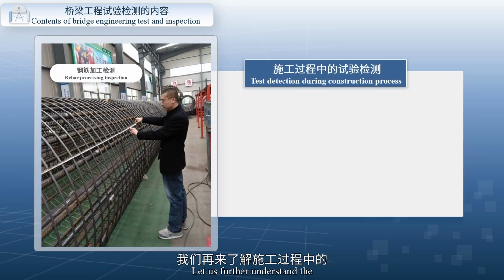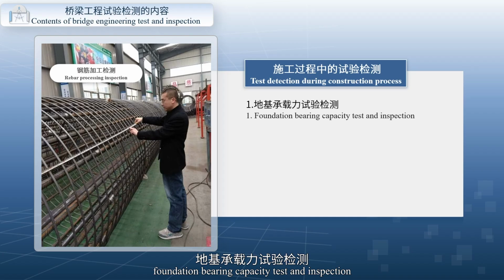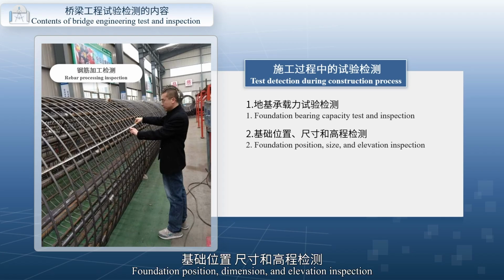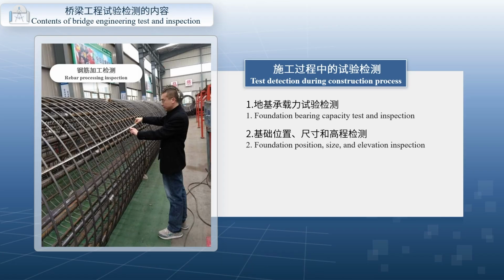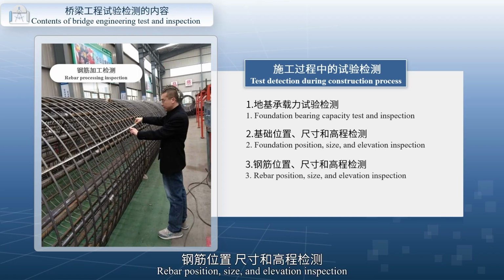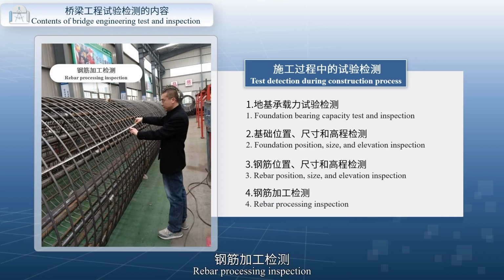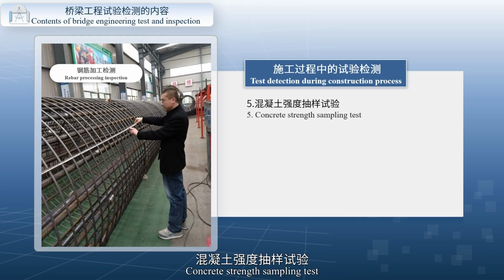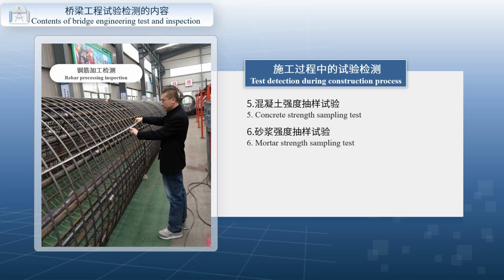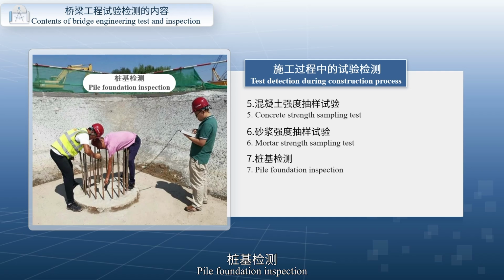Next, let us further understand the relevant content of test detection during construction. Foundation bearing capacity test and inspection. Foundation position, dimension, and elevation inspection. Rebar position, size, and elevation inspection. Rebar processing inspection. Concrete strength sampling test. Mortar strength sampling test. Pile foundation inspection.